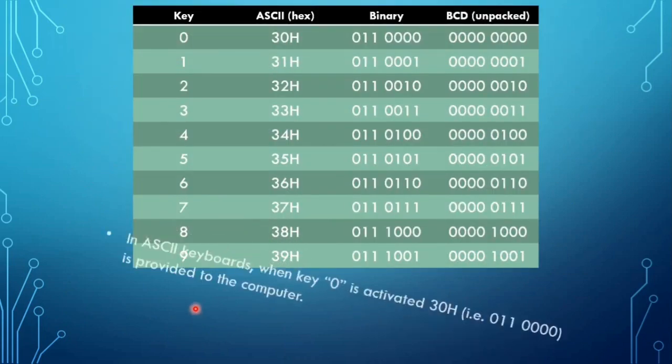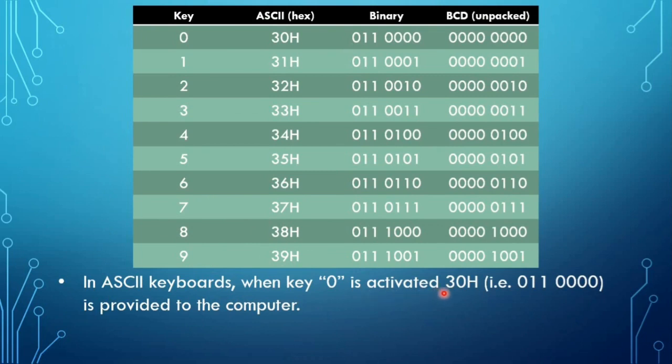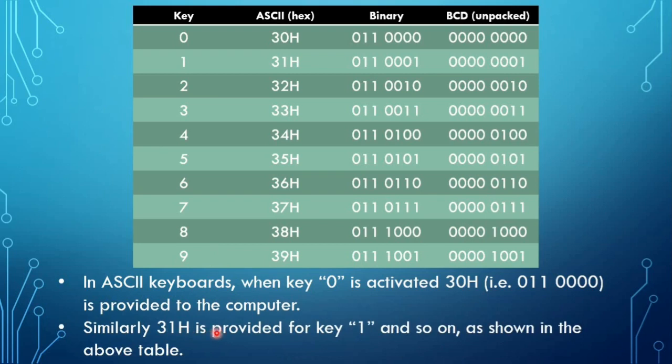In ASCII keyboards, when key 0 is activated, 30H, as we know, represented by 0110000, is provided to the computer. Similarly, 31H is provided for key 1 and so on, as shown in the above table. Search for a clue in the table to find the ASCII value for each unpacked BCD number.